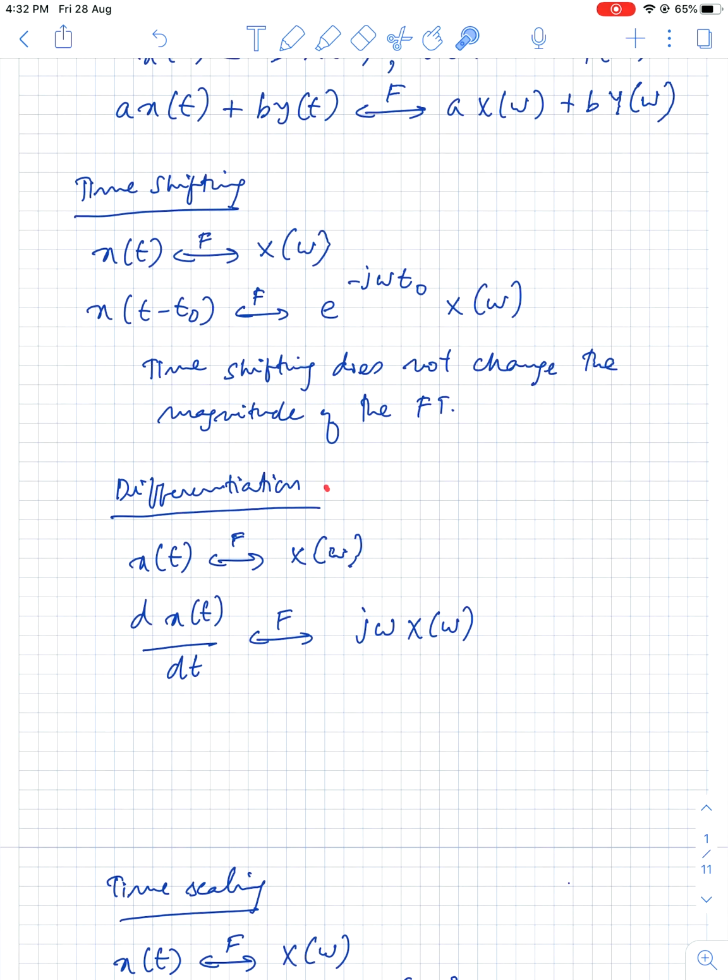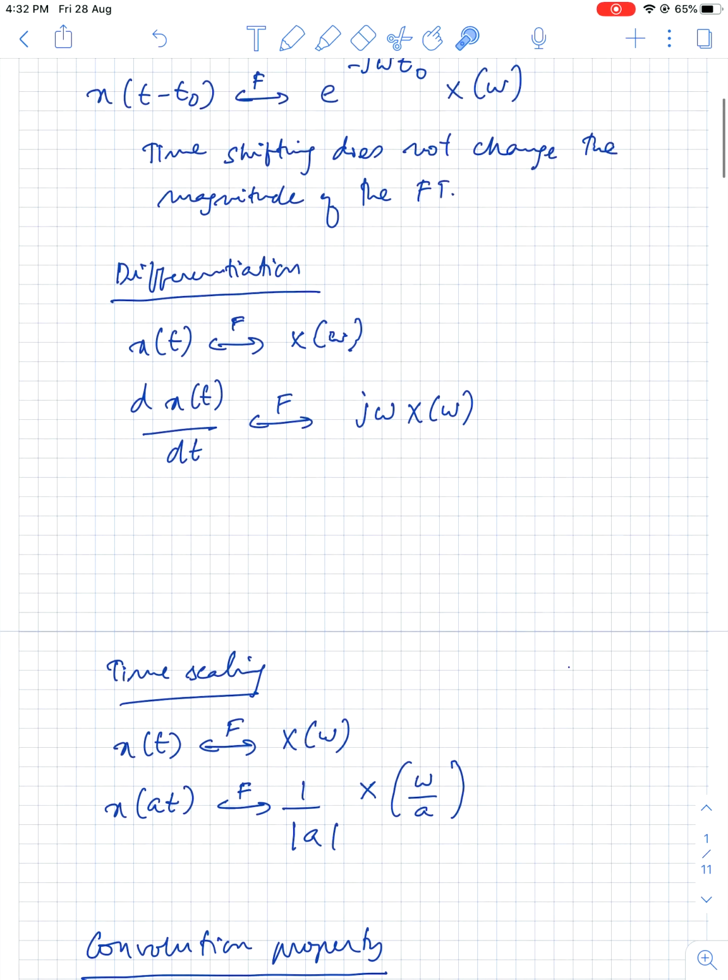The next property is that of differentiation. If x of t transforms to X of omega, d by dt of x of t transforms to j omega X of omega. So this is the differentiation property. If x of t and X of omega are a Fourier transform pair, then the Fourier transform of the derivative of x of t is j omega X of omega.